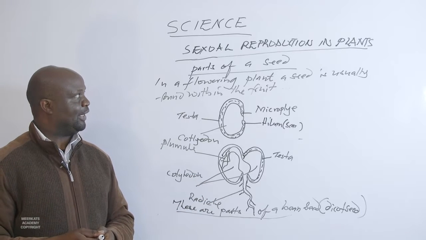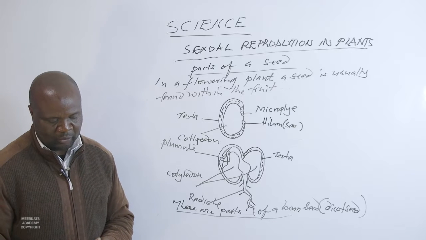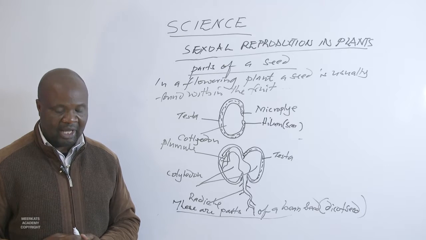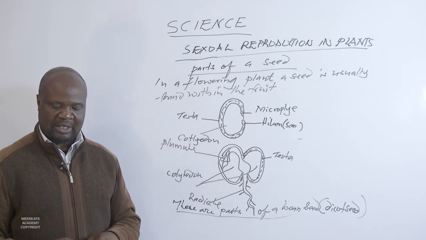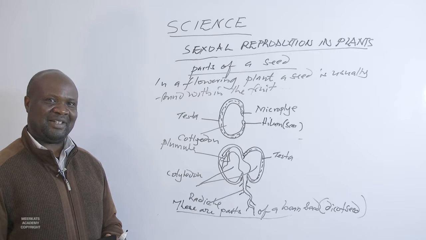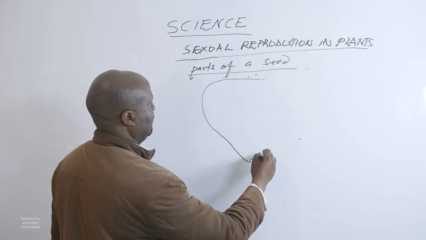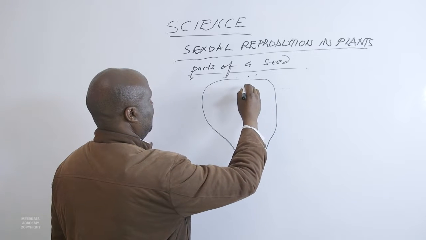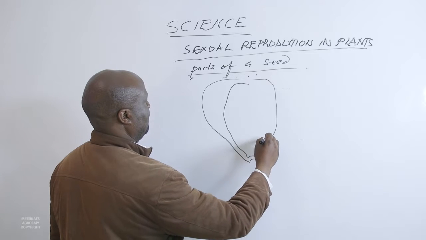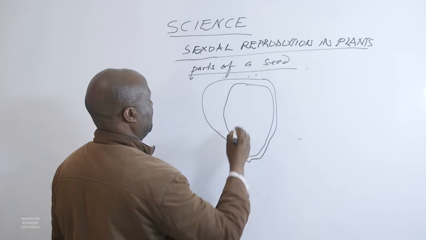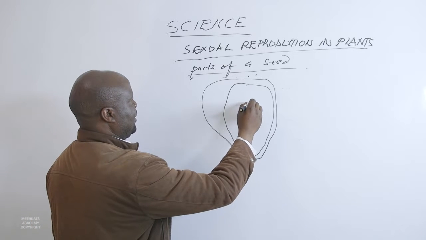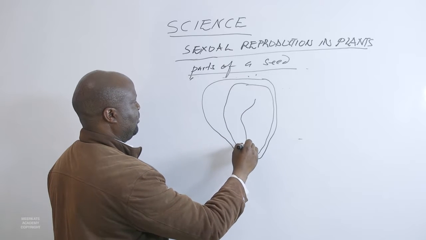Now let us go ahead and see the parts of a maize seed, and we know a maize seed is a monocot. It's a single seed, and we shall also show the parts that are relevant to the maize seed, the monocot. Yes, this is an example of a maize seed.